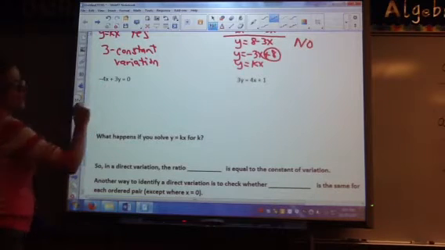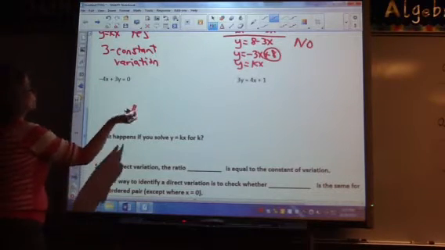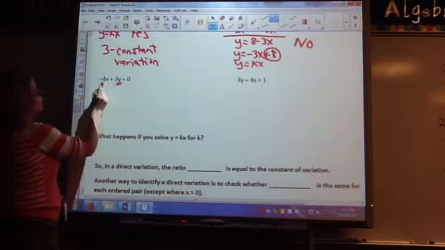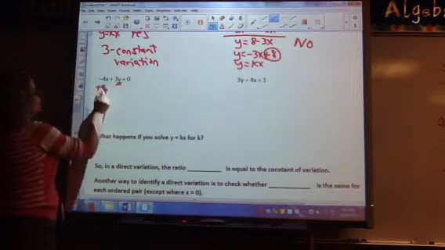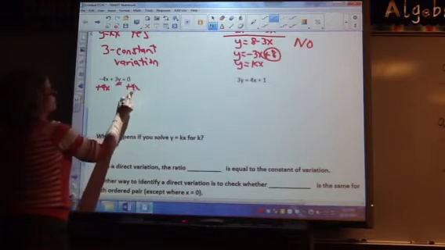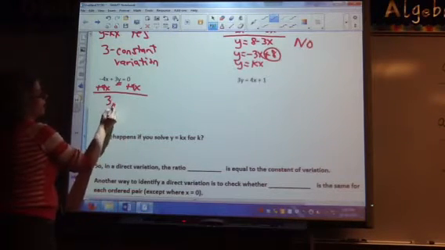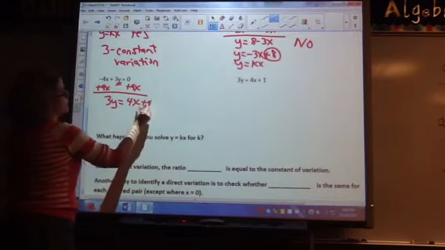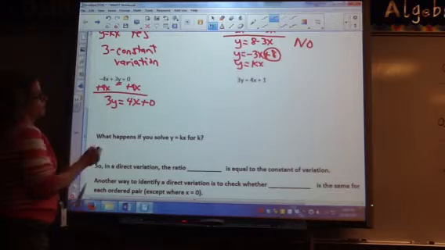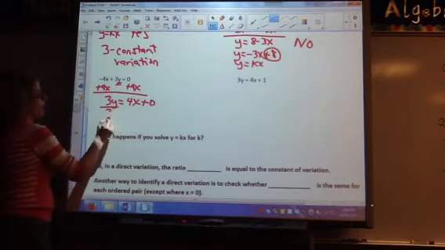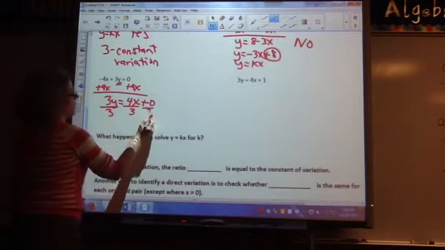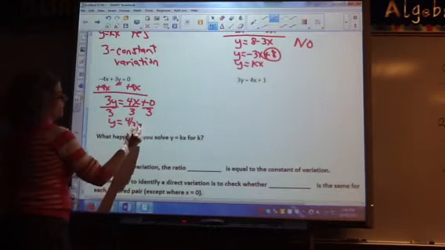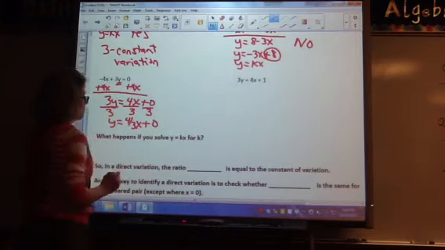Okay, on this one, we need to isolate our variable y first. It's called a linear equation. So the inverse of a negative 4x would be add 4x. So on the left side, I have 3y. On the right side, I have 4x plus 0. Now, we need to divide each term by 3 to isolate our variable y. So I have 4/3 x plus 0.